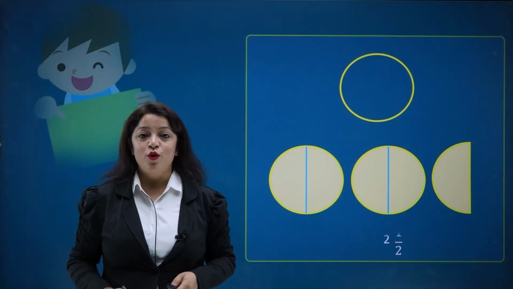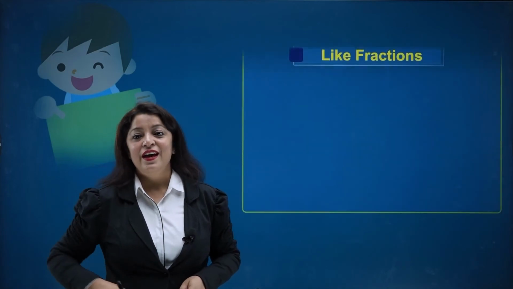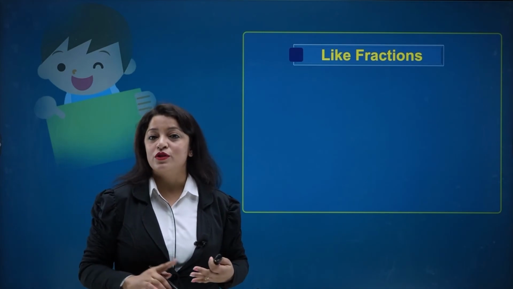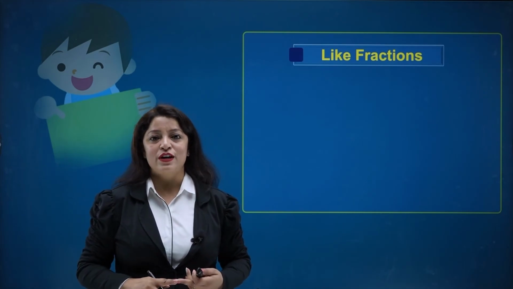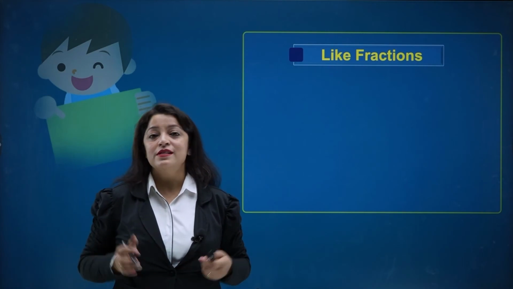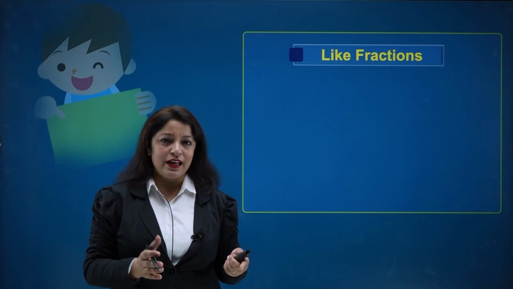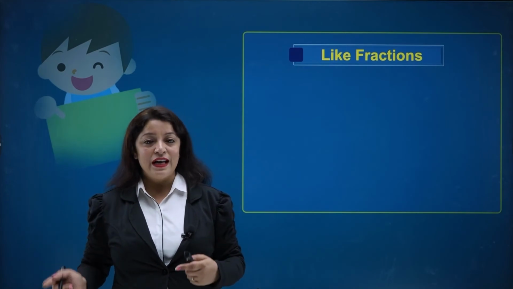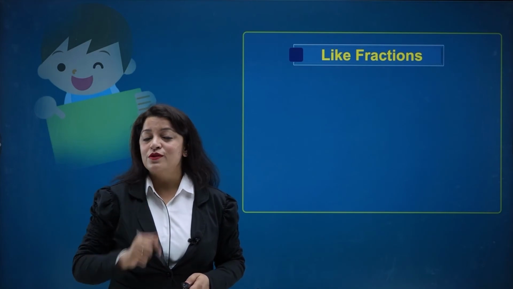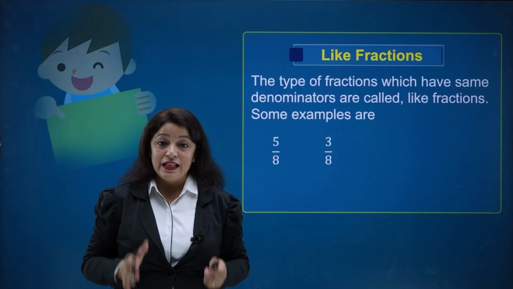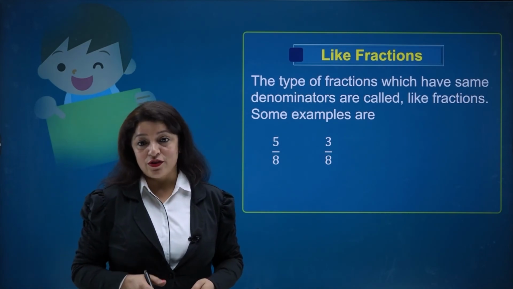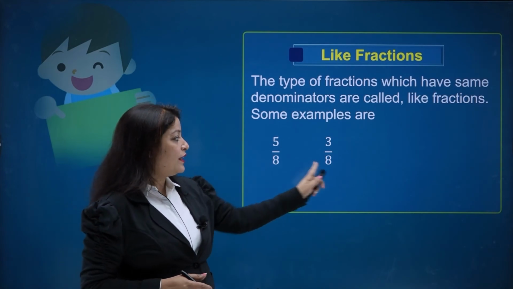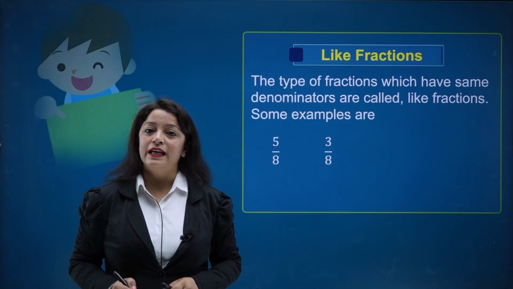Now, let us move on to the next segment. Now, what are like fractions? We have read about proper fractions, we have read about improper fractions, then we have done mixed fractions also. But the next type of fraction is like fractions. So if there is a like, there should be unlike fractions also. So these are two more classifications of fractions. Starting with like fractions, what are they? Whenever two fractions have equal denominators, we say they are like fractions.